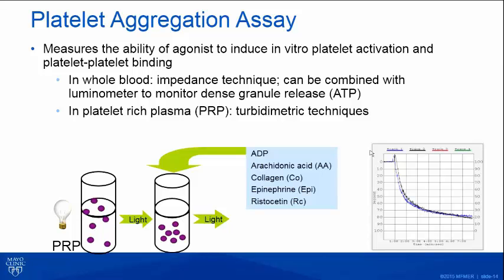The other functional testing for platelets is the aggregation assay that measures the ability of the agonist to induce in vitro platelet activation and aggregation. This is low shear stress. And there are 2 platforms on which this assay can be performed. It could be performed in whole blood with impedance technique or with platelet-rich plasma, and usually the turbidity of the sample is measured.